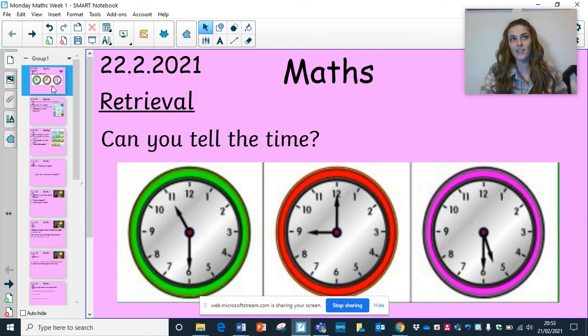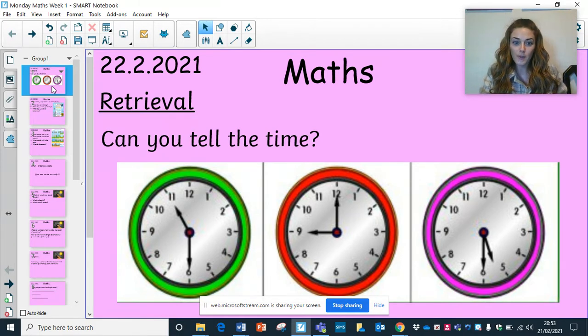I hope you have had a lovely week off and a good rest so you're ready to learn. So again, we're following the routines that we did last time. So we start with our retrieval and then I'll go through onto your learning. So retrieval is just recapping something you have already learned. Okay, so see what you can remember.